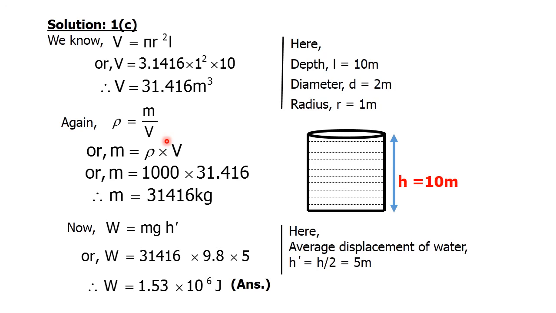And to calculate the mass of water, we have to use the formula rho, and we know rho equals m by v. So we can write m equals rho into v. Rho is the density, which has the value 1000. Putting the values of density and volume, we can write the mass m equal to 31416 kg.